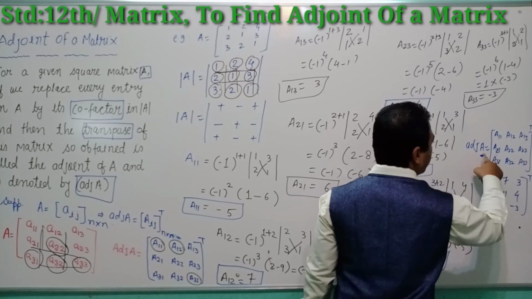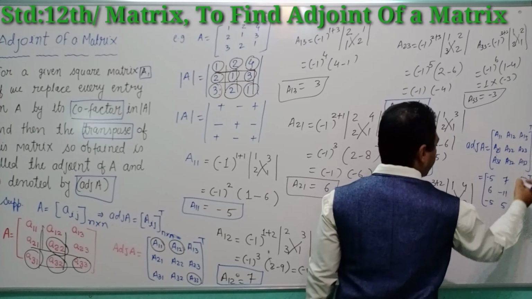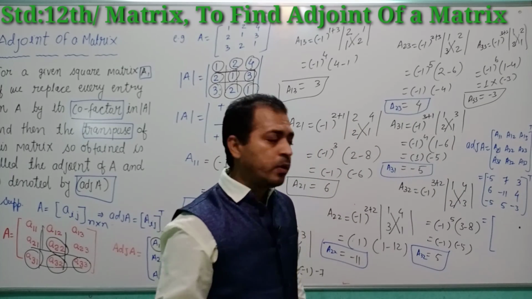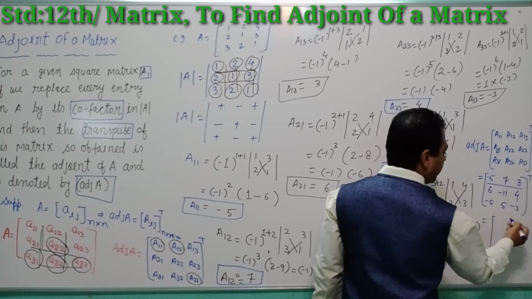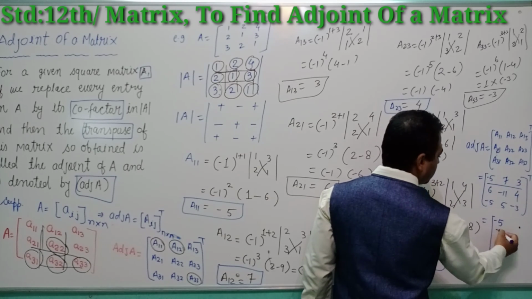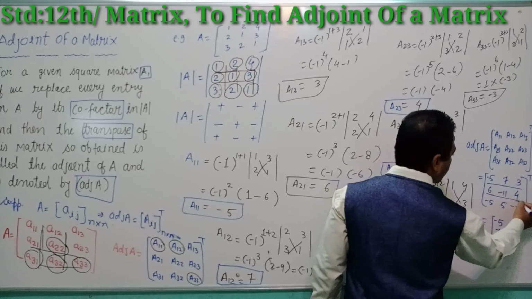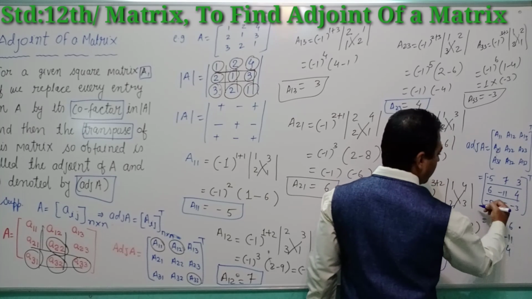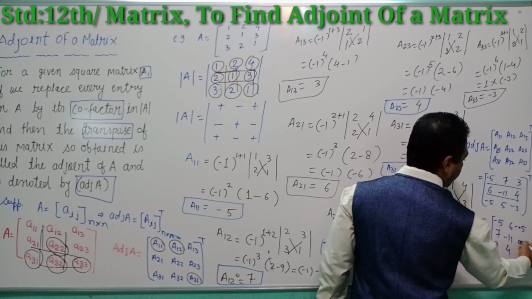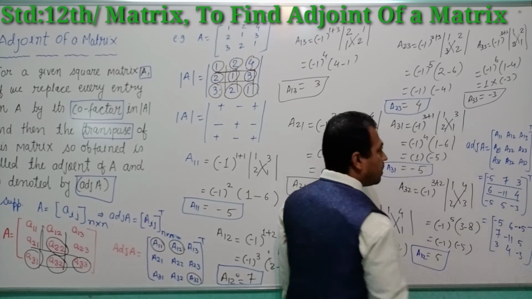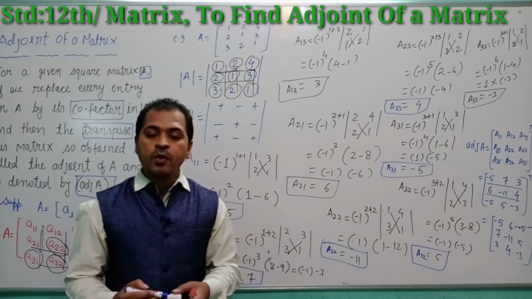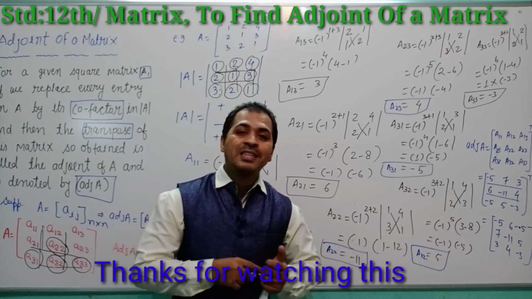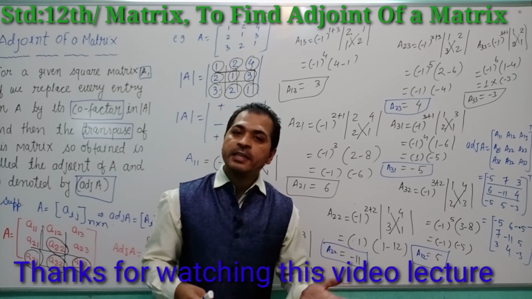Okay, the adjoint of A means the transpose of this matrix. It means you will convert all the columns into rows and all the rows into columns. These rows converted into columns: minus 5, 7, 3. Now this row converted into a column: 6, minus 11, 4, and minus 5, 5, minus 3. Students, this is the process of how you can find the adjoint of a matrix of order 3 by 3, meaning 3 rows and 3 columns.